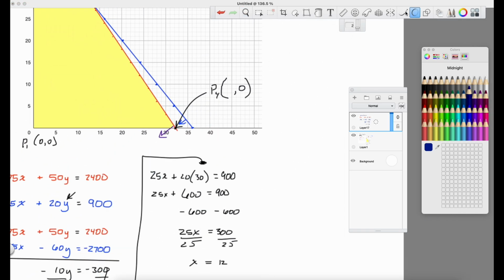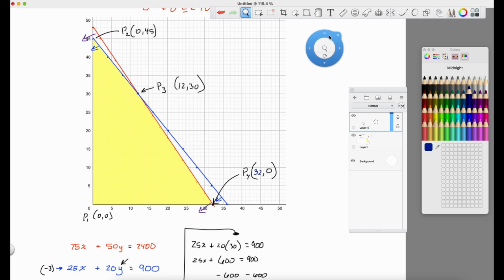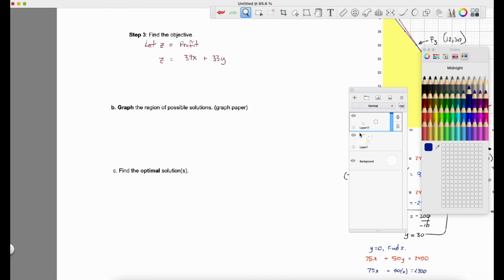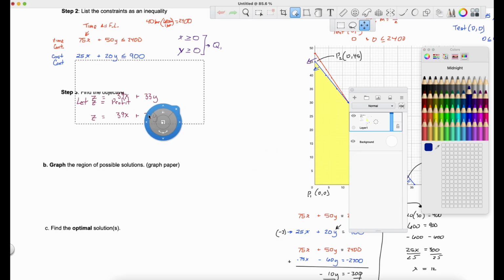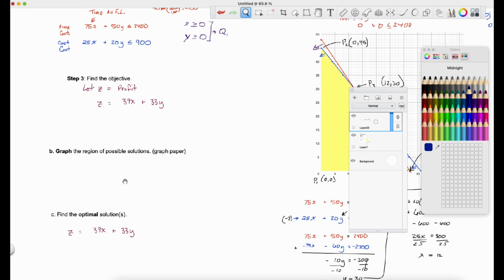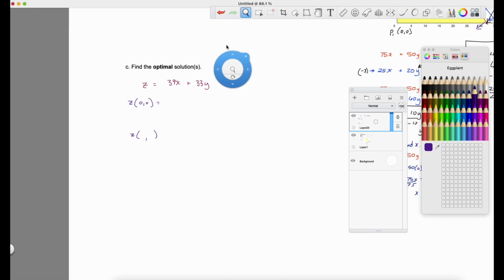Okay, so we go back up here. Yeah, that looks like 32. So we're at 32. We just confirmed it. Okay, we have all of our corners here. We're going to now take the corners and substitute them into our optimization function. And so we're going to check 0, 0. We're going to check, what else we got? I forget already.